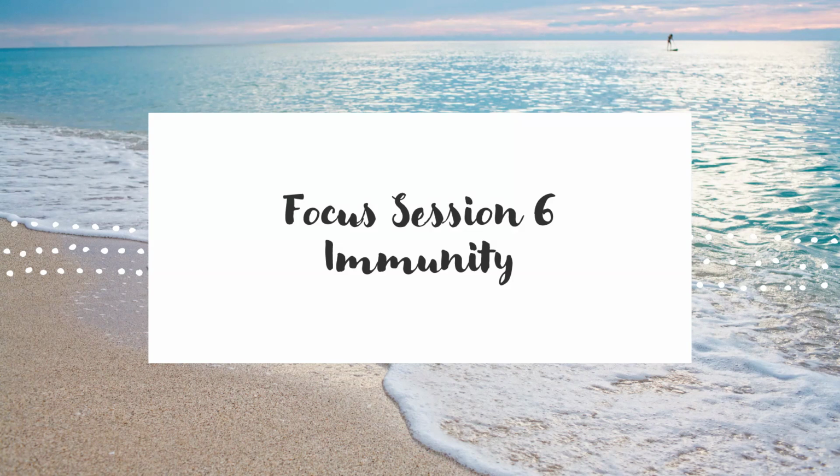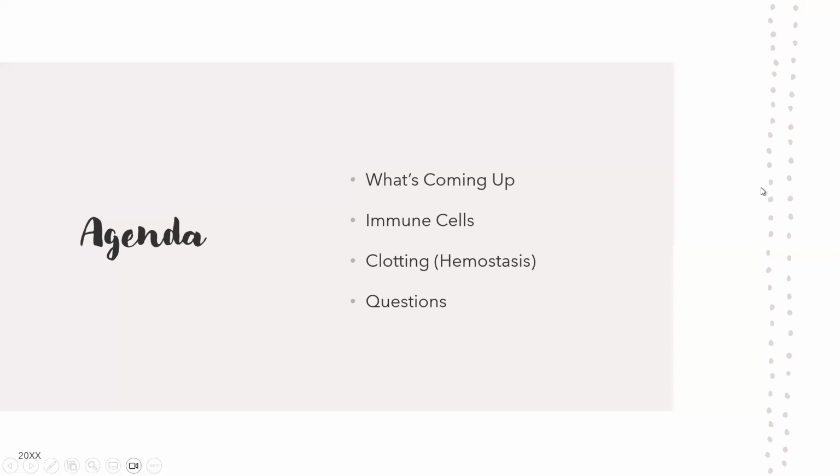I'm going to go ahead and finish up our discussion on hematology as we prepare for the exam, which is due Sunday or Monday, depending on which class you are in. So the agenda today, again, what's coming up? What should you expect from the class for the next week and a half? I want to cover the different types of immune cells, what they do, what their purpose is. I'll cover clotting or hemostasis, and then I'll open it up to questions.